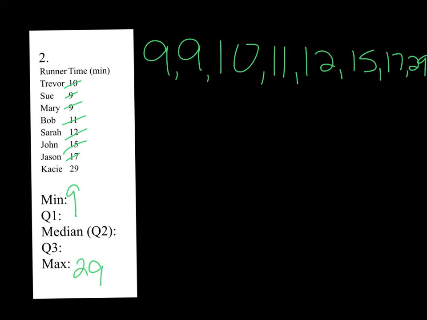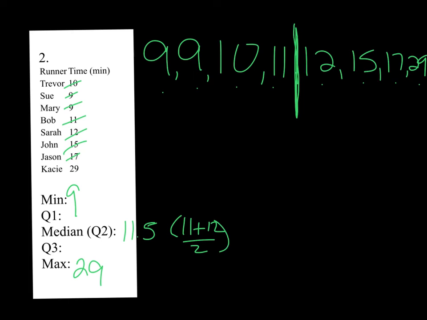My median, I need to count. I have 1, 2, 3, 4, 5, 6, 7, 8. So my median is going to be in the middle. Okay, so between 11 and 12, so that's going to be 11.5. Okay, again, that's 11 plus 12 divided by 2.